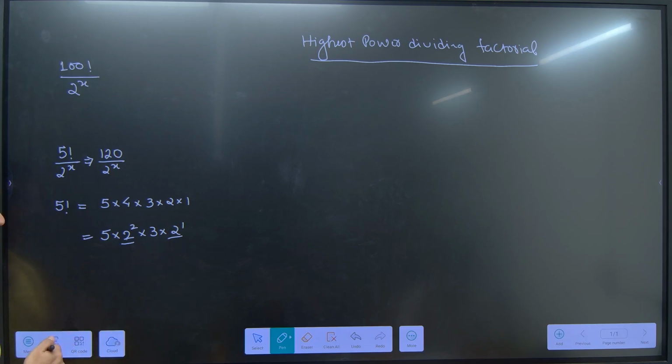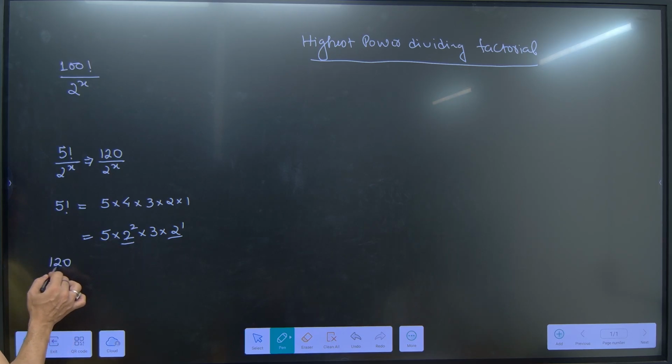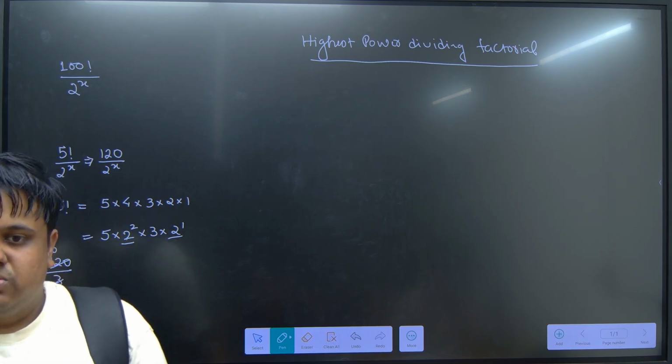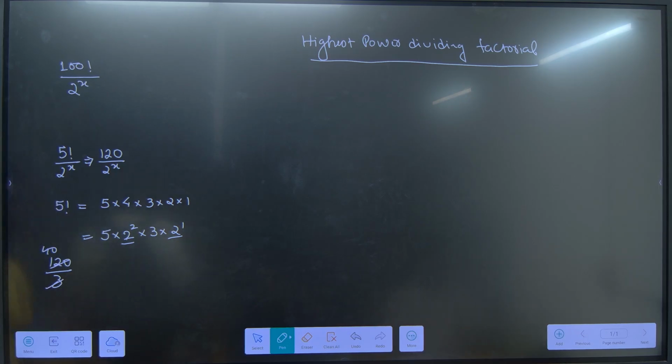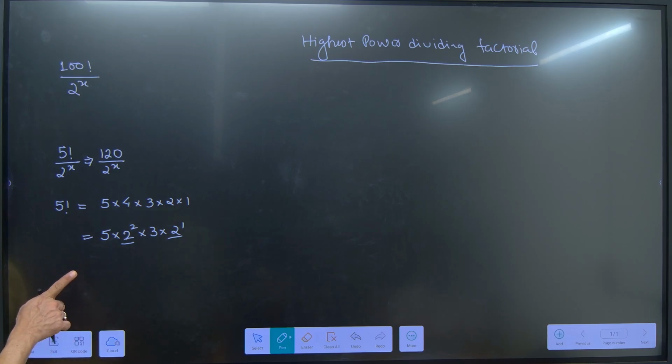If I ask you what is the highest power of 3 which will divide 5 factorial completely, only one will come, 3 raised to the power 1. Divide 120 by 3, you get 40, and after that no other power of 3 will be able to cancel it. Understood? Clear? This part is clear to all of you?